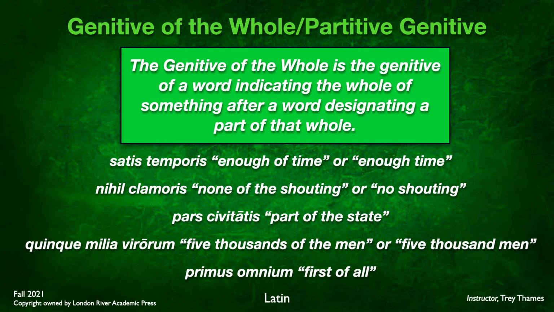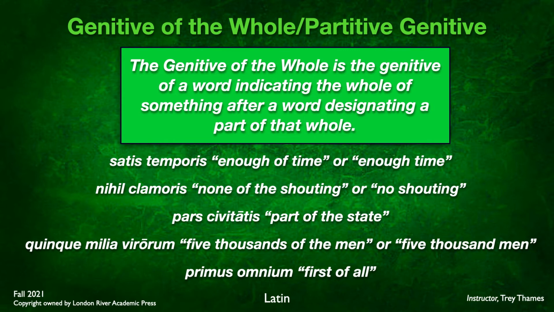So here's a couple of phrases, or words, I should say, that you might get familiar with. Satis temporis. Literally, it says enough of time. Temporis is the genitive singular of tempus. A better translation, however, to smooth it out, would be enough time. It just sounds weird in English to say enough of time. Nihil clamoris. Nihil means none or nothing, and clamoris means of the shouting. None of the shouting, or a smoother translation, no shouting.